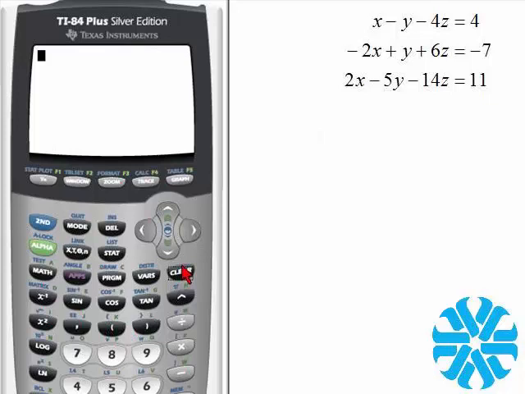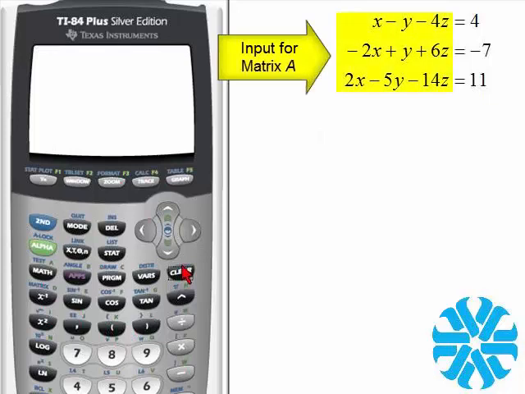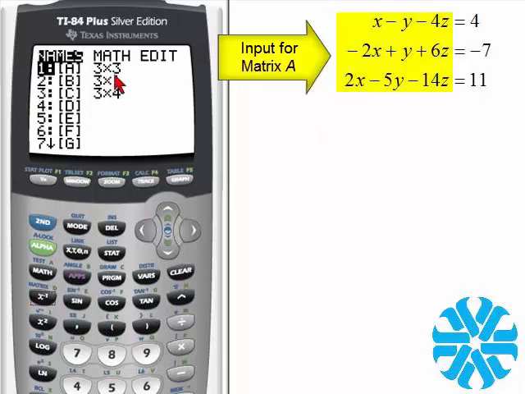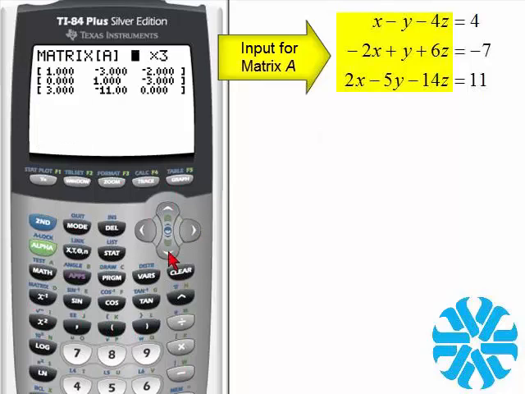Now we will input the values into the matrices. So second function matrix, we will edit matrix A, select enter. Let's input these cell values. So we have 1, that's fine, move over. Then we have -1, enter. Then we have -4, and then enter.